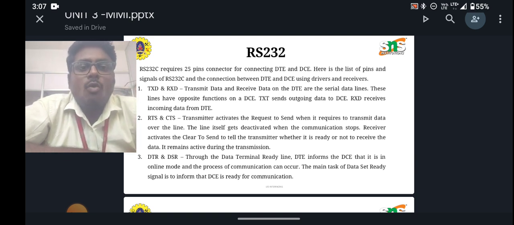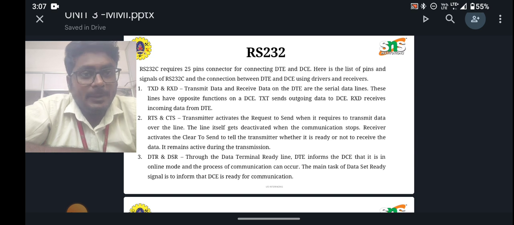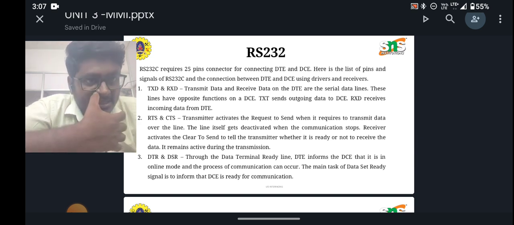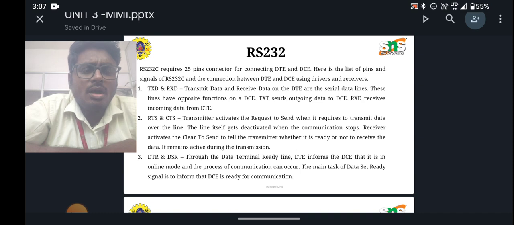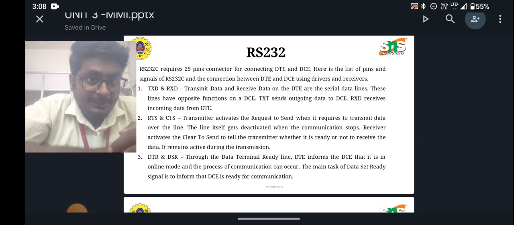These lines have opposite functions on a DCE. TXD sends outgoing data to the DCE. RXD receives incoming data from the DTE. Transmitting the data is through DCE, whereas receiving data is from DTE.